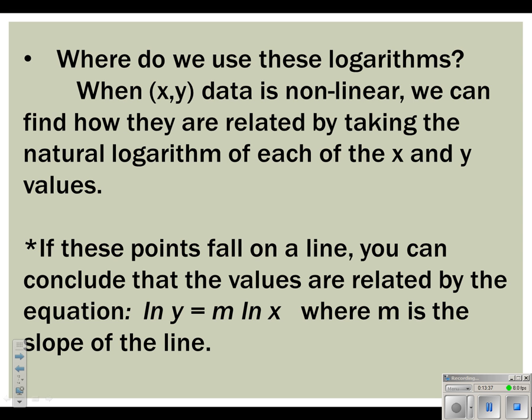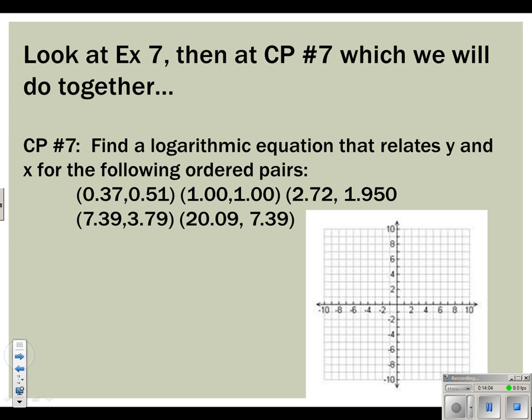If these points fall on a line, you can conclude that the values are related by the equation natural log of y equals m natural log of x. Notice how similar this is to y equals mx, with just no b in back, but it's linear, where m is going to be the slope of our line, just like m was the slope of our y equals mx plus b lines. So take a look with me at the checkpoint problem for number 7, which follows example number 7 done in your book. Both of these operate in the same fashion.